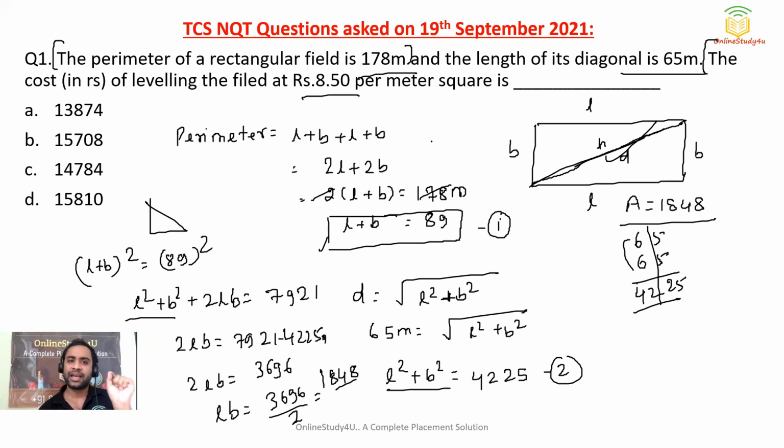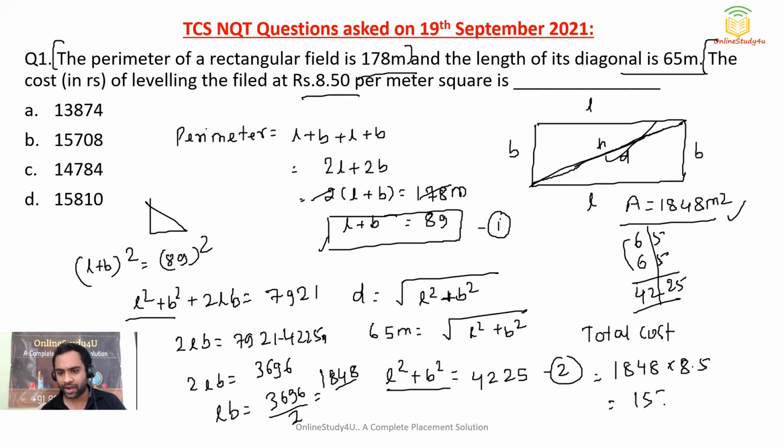Now for leveling the field, it is 8 rupees 50 paise per square meter. The total area is 1848 square meters. So the total cost will be equal to area 1848 into 8.5, which gives you 15708. This is to make you understand how the examination is conducted and how much you will be able to do in the examination.